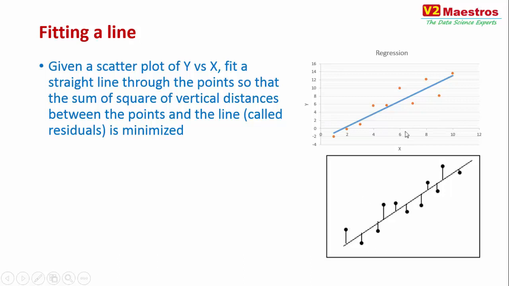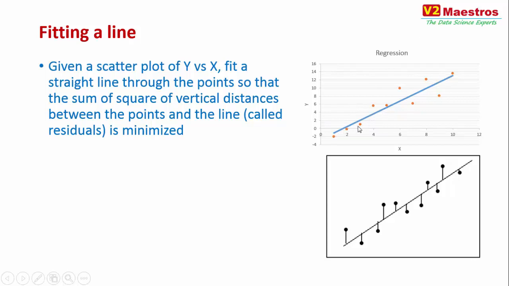So the goal is, in this particular set of points, you can draw any line. You can draw a line like this, like this, like this. You can draw the line any way you like. But the goal is to draw a line such that the sum of squares of vertical distances is the lowest possible value. So if you draw 5 lines through these points and find the sum of squares of vertical distances, the goal is to pick the line where it is the minimum. That is how you draw a line through the points.